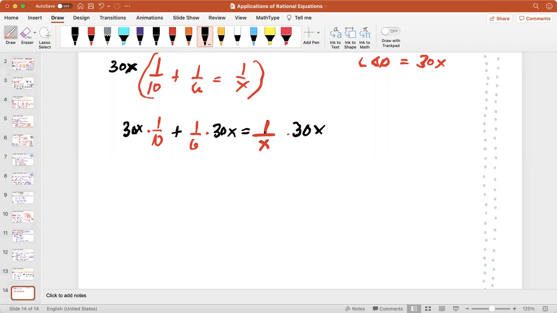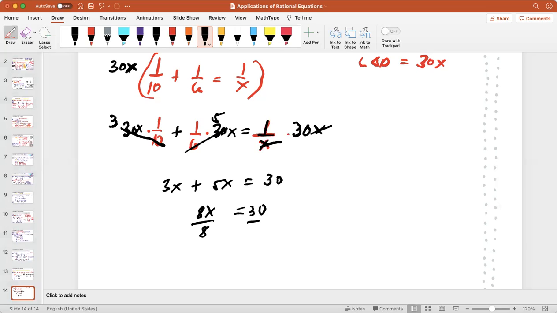Then we can cancel this. 30 divided by 10, 3. 30 divided by 6, 5. Cancel your x. 3 times x times 1, you have 3x, plus 1 times 5 times x, you have 5x, equals 30. 3x plus 5x, you have 8x equals 30. Divide both sides by 8. And so what's our x now?